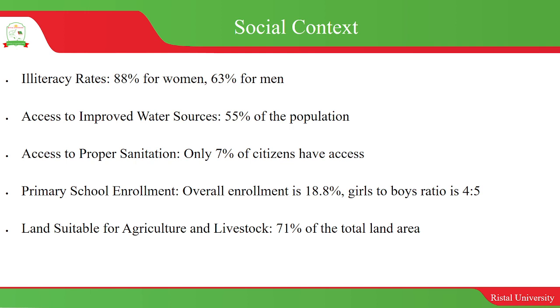Access to education is still a challenge. We have an illiteracy rate for men of 88% and women of 63%. Access to water is still a challenge, with about 55% of the population having improved access to water. And then access to proper sanitation, only 7% have access, and primary enrollment is still low, 18.8% for girls.